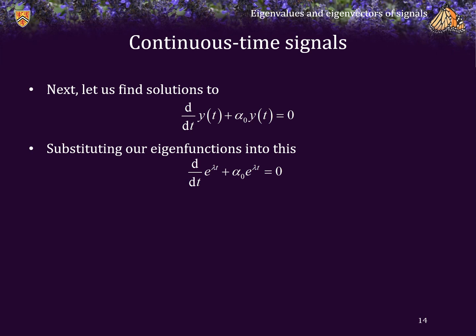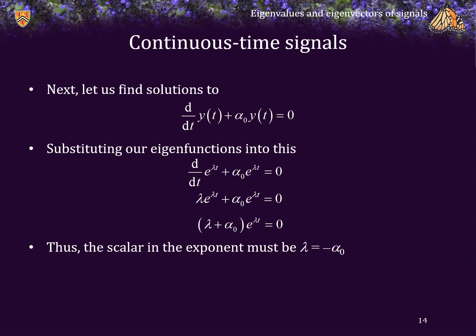But wait a second, the derivative of e to the lambda t is just lambda times e to the lambda t plus alpha naught times e to the lambda t equals 0. We can factor out the function, and now if lambda is not 0, the only way that this can equal the 0 function is if lambda plus alpha naught is equal to 0. Thus, the scalar in the exponent must be negative alpha naught. So the solution to the equation above is e to the negative alpha naught times t.